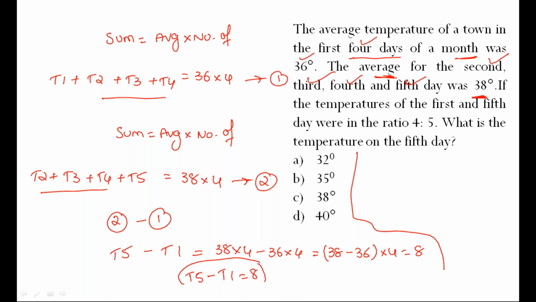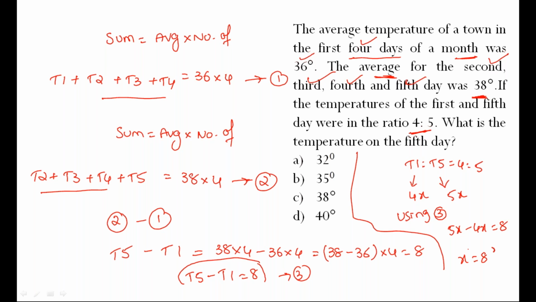But here I designed a question with next level where I given the ratio is 4:5. What is this ratio? First day, fifth day temperature is 4:5. I can say first day is 4x, satisfying that this is 5x. Now, as per equation 3, I can mention that 5x minus 4x, because fifth day is 5x, first day is 4x, difference is 8.